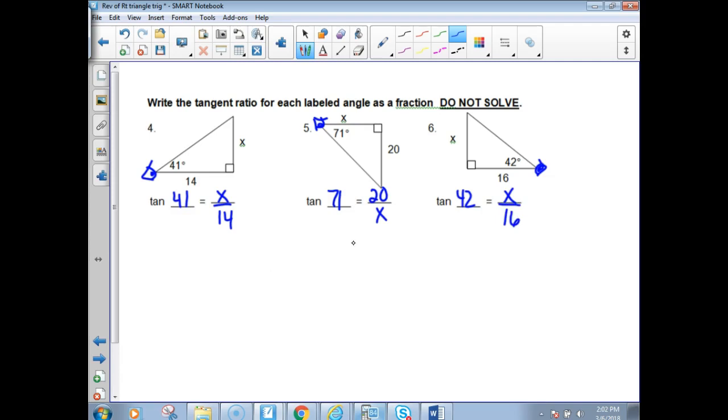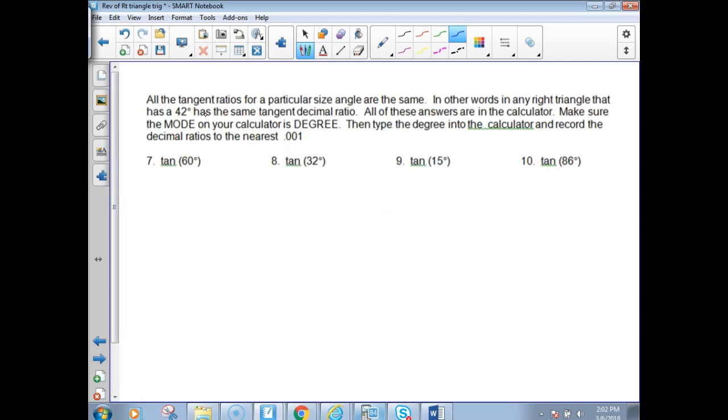Is anybody not sure how I'm getting these set up? If you are, I'll explain more, but if not, I want to just continue since you're familiar with this. You may not need me to say a whole lot today. Okay, so all tangent ratios for a particular size angle are the same. In other words, any right triangle that has a 42 degree angle is similar to another right triangle with a 42 degree angle. So they all have the same tangent ratio.